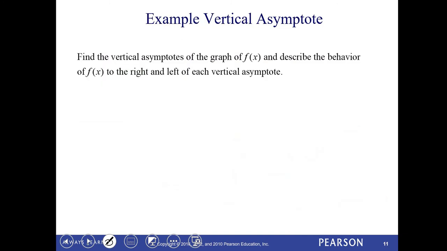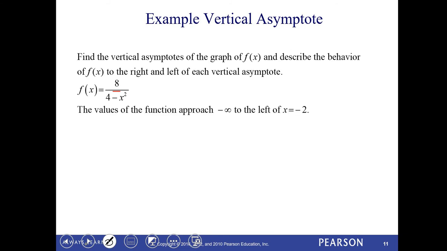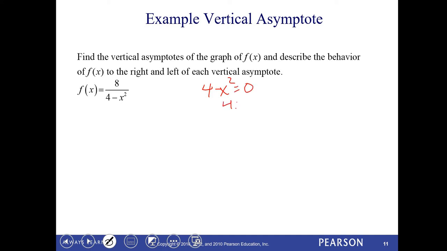Find the vertical asymptotes of the graph that we're going to see below, and describe the behavior to the right and left of each vertical asymptote. So there's my function, and I want to be able to find my asymptotes. The vertical asymptotes come from setting the denominator equal to 0. In this case, 4 equals x squared, so x is plus or minus 2. So I'm going to draw a little picture over here. So plus 2 and minus 2 are both vertical asymptotes.